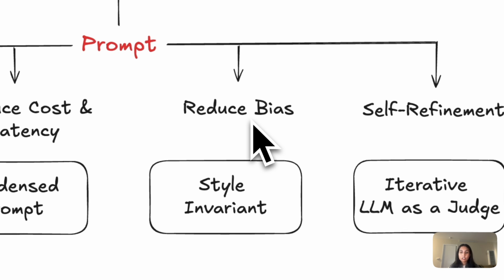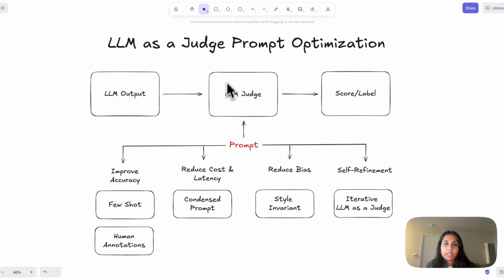Then we're going to talk about bias. You could be in a situation where your judge is evaluating certain writing styles or certain tones as worse or better. So we're going to try a style-invariant method where we try to actually just look at the content of the writing more than the tone and the style or anything like that. And then finally, we're going to look at self-refinement, which is similar to chain of thought prompting, but it's an iterative LLM as a judge method. So we have a couple different things to go through today. I'm going to jump into a notebook where we can test all of this out. So let's just get right into it.